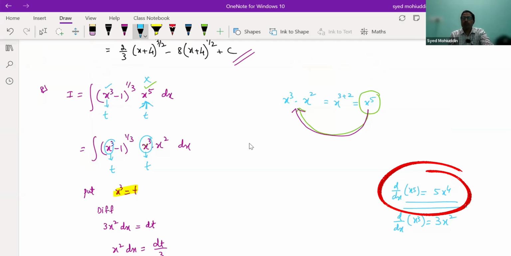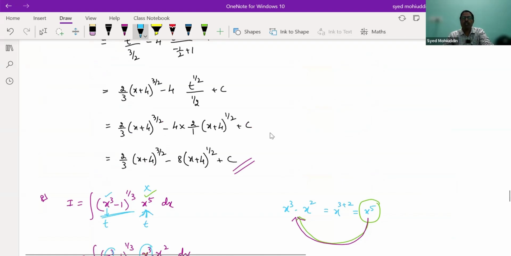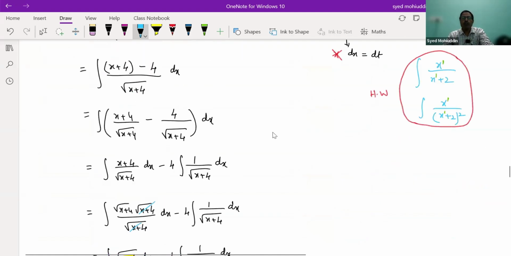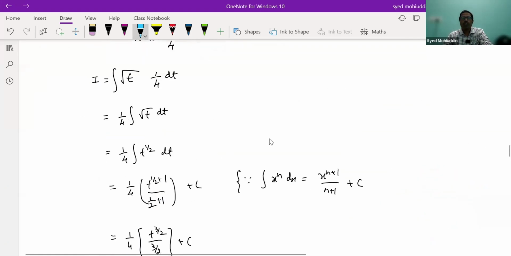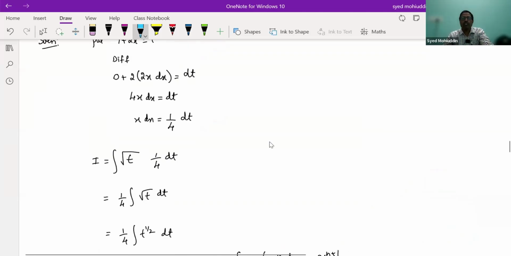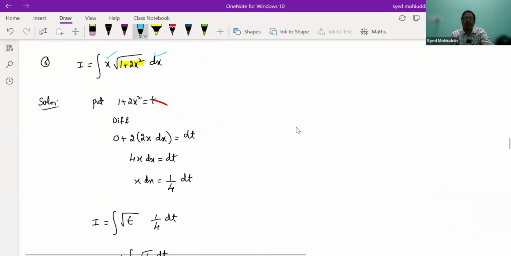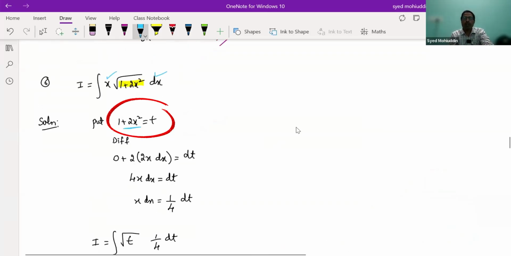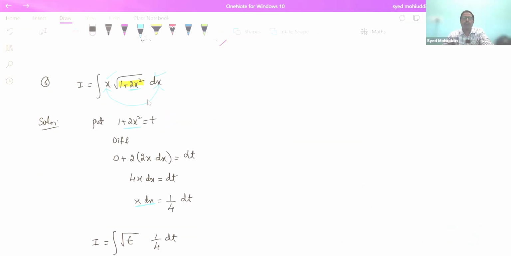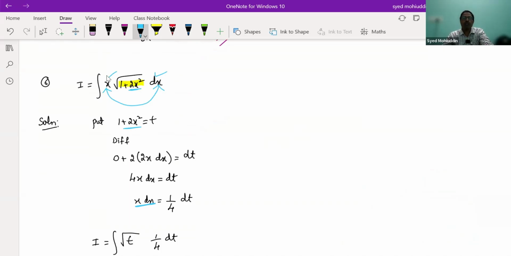The moment you try to differentiate, the derivative should appear in the question itself, everywhere you differentiate. For example, here x square was there. When I differentiate 2x square, I get x dx, right? So when you differentiate, its derivative should be present there. That's the formula you're having.